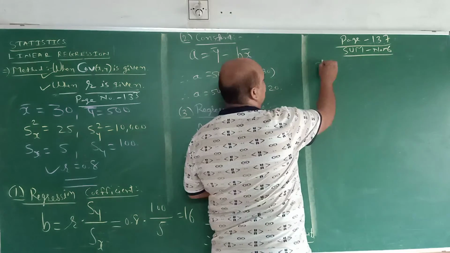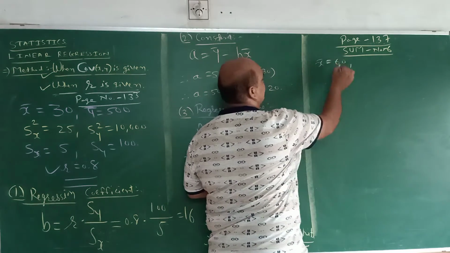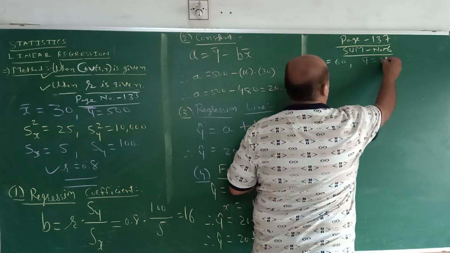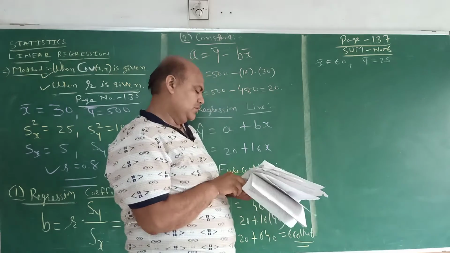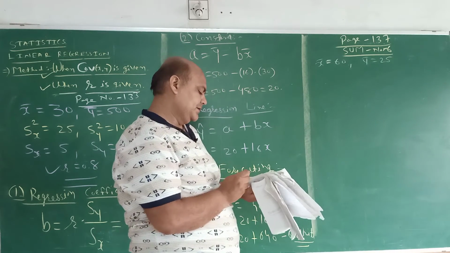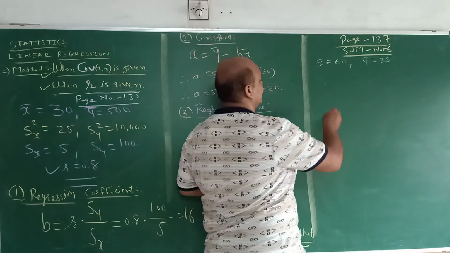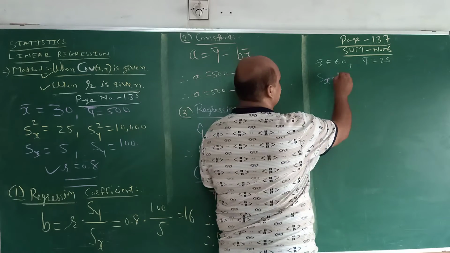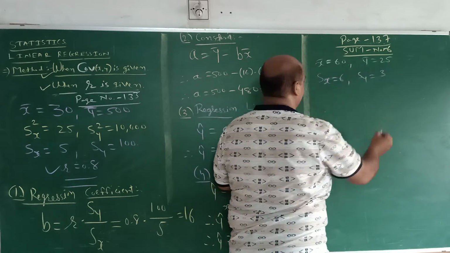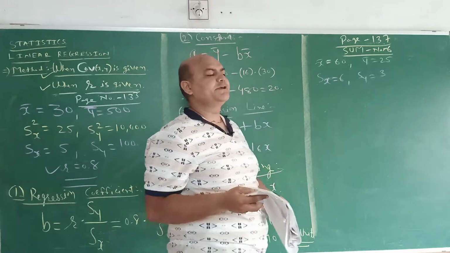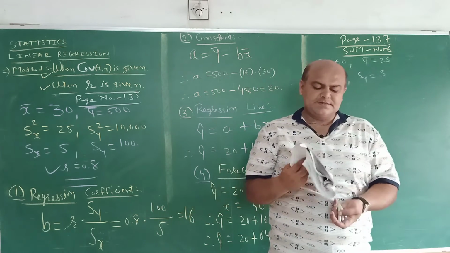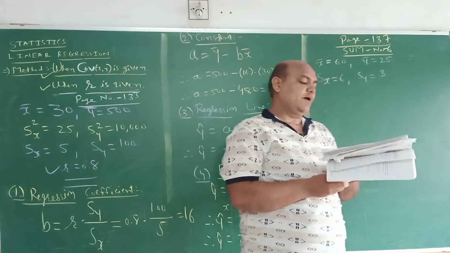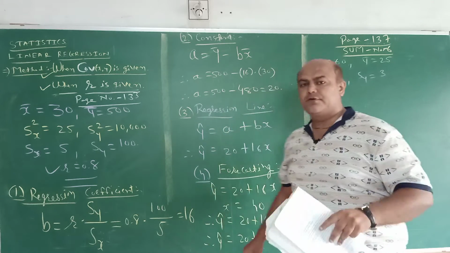So x bar is equal to 60. Y bar is equal to 25. Standard deviation, that is Sx and Sy. Sx is provided 6, Sy is provided 3. Then they provide us covariance xy, 10.4.